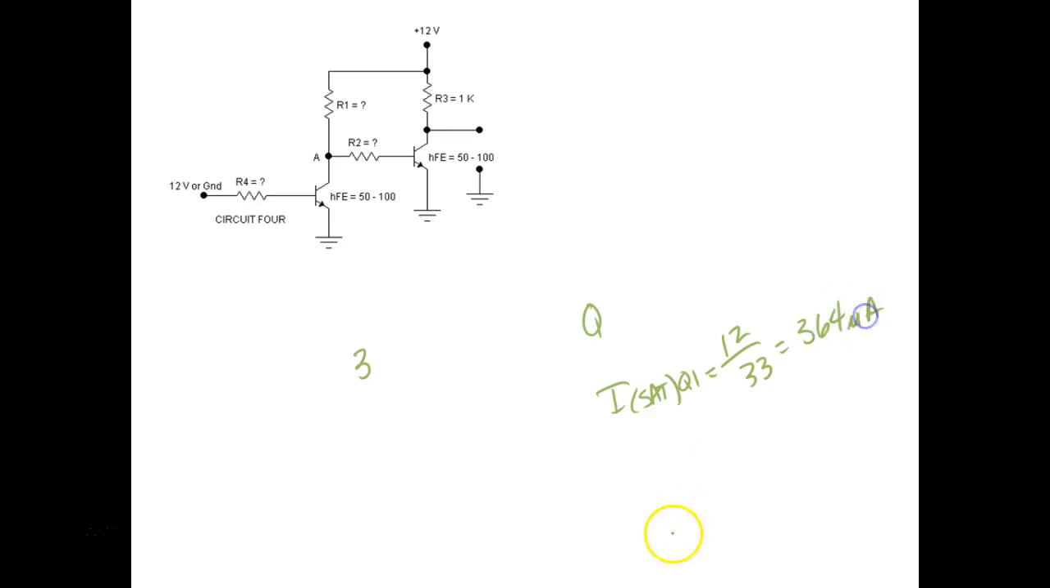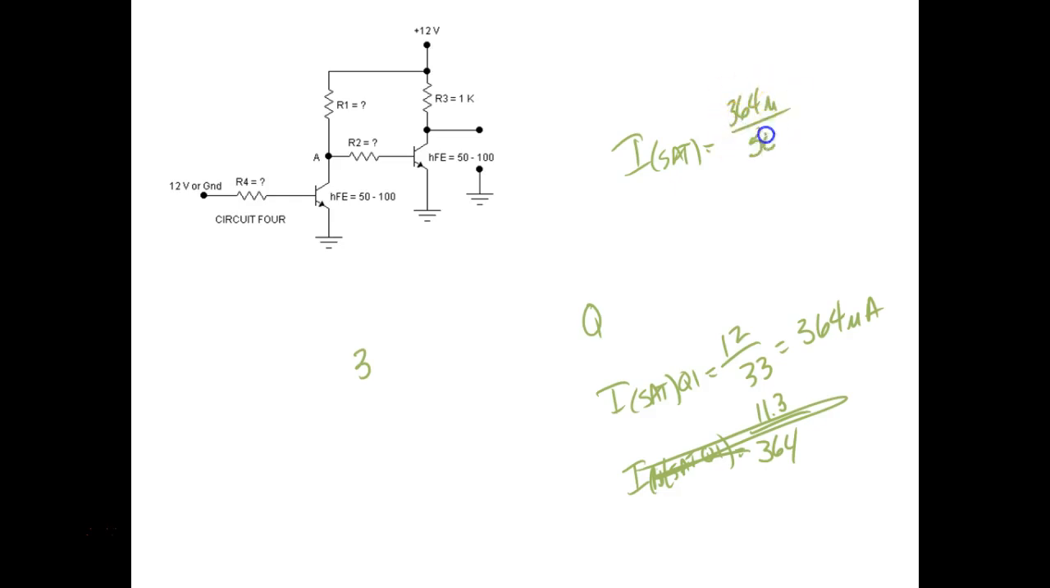Okay. And then IB sat calculated for Q1 would equal 11.3 volts divided by 364. I'm sorry, I did it again. IB sat would be equal to 364 micro divided by 50, which is 7.28 micro, or 7.3 micro, right?